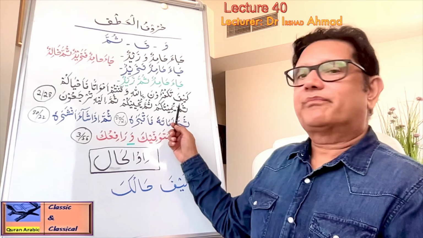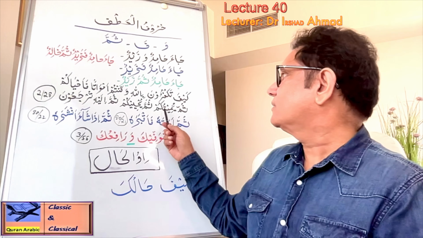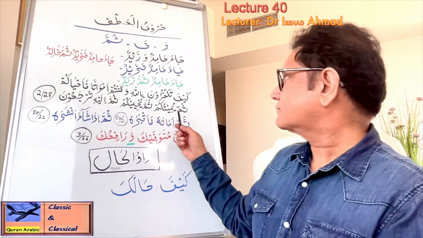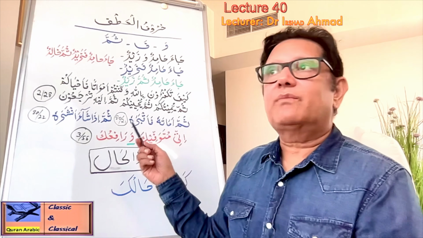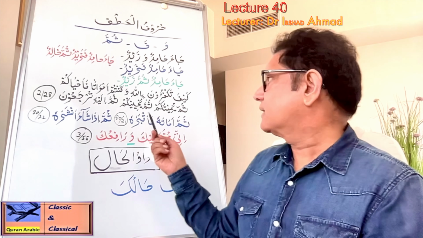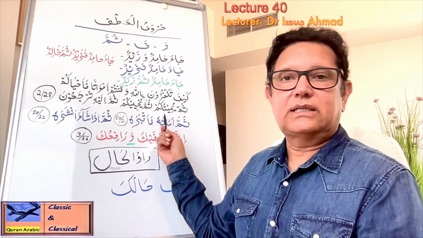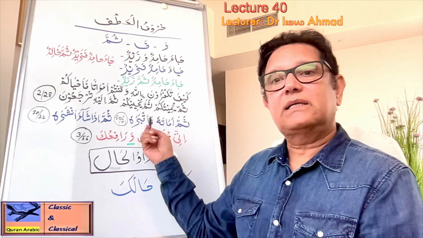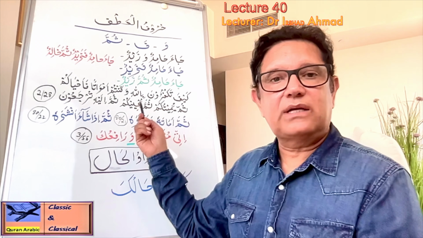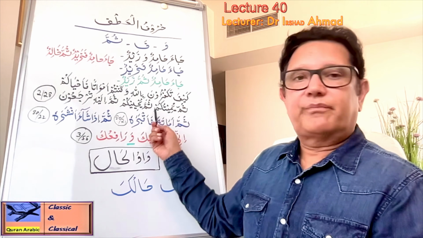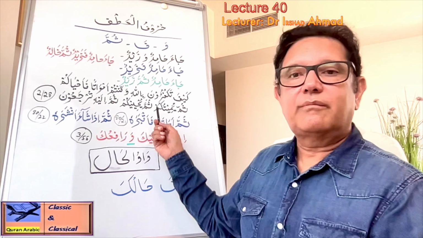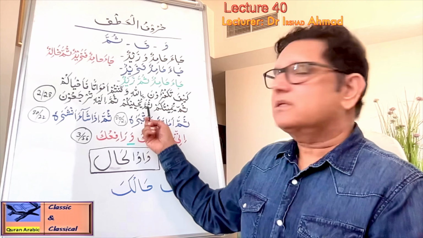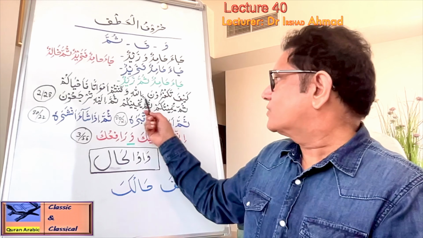"Thumma yumitukum", He is then going to make you die, He's going to give you death. Thumma has been used, and thumma also means a variable period of time, because some people are going to die in childhood, some in adulthood, some in middle age or beyond, and some may survive up to 100 years or beyond. So "thumma yumitukum", He is going to make you die. "Thumma yuhyikum", He is going to make you alive. So thumma has been used.